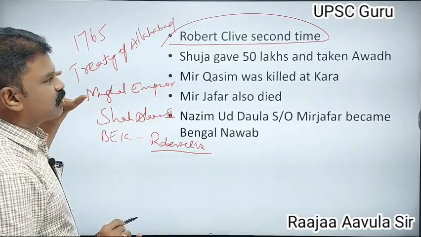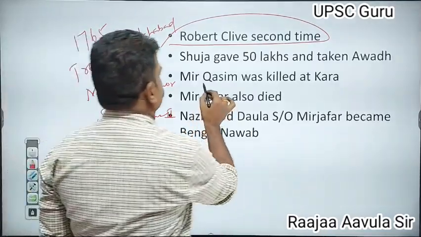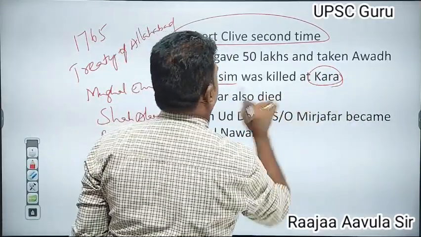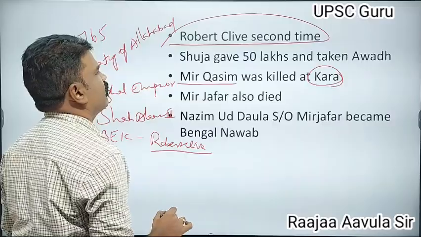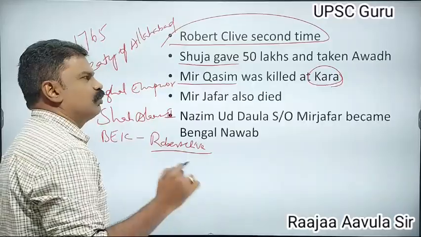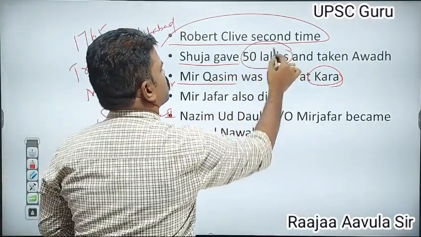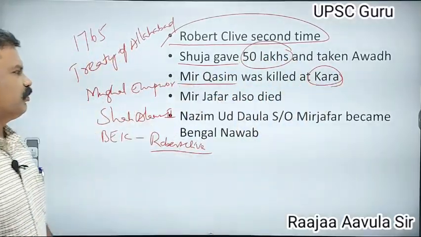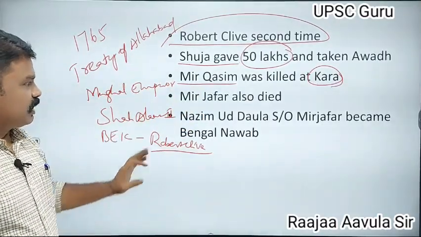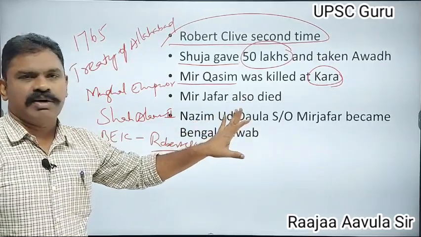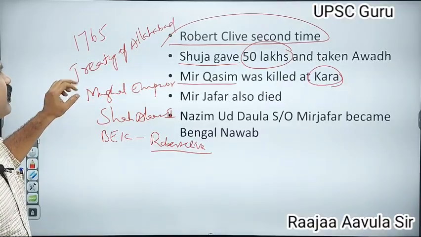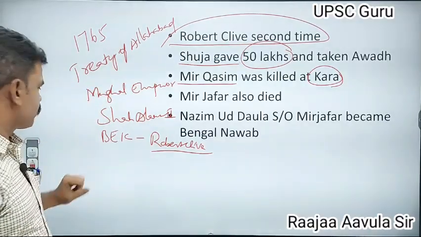The Mughal Emperor was given the area of Kara and other things. Mir Qasim was killed at Kara by this time. Shuja Uddawla was given 50 lakhs and taken out. Shuja Uddawla gave 50 lakhs to the British and he has taken Awadh. Mir Jafar also died because he was suffering with diseases. Nazim Uddawla, the son of Mir Jafar, became Bengal Nawab. And the British East India Company made the Treaty of Allahabad with the Mughal Emperor.